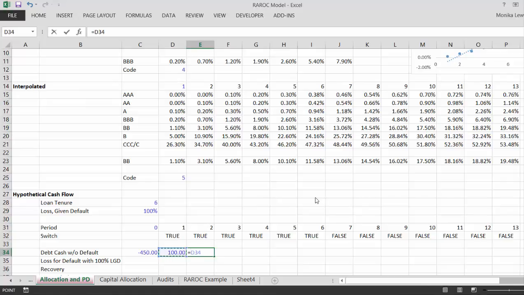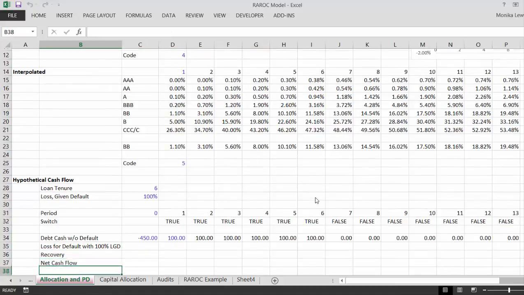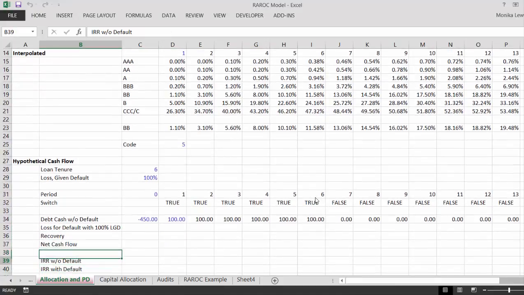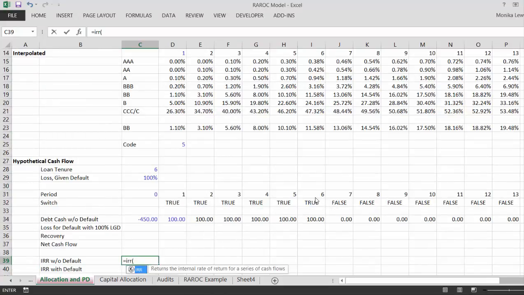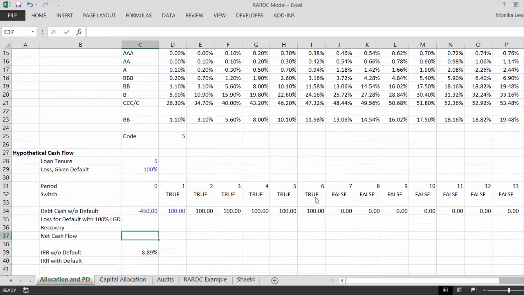So we take this and multiply by the switch. That turns off the cash flow. So this is a 6-year debt, and our IRR with no default on that debt would be this amount, and that could include the fees and everything else. It's a little high, so let's make this minus 500. Okay, and it's still pretty high.